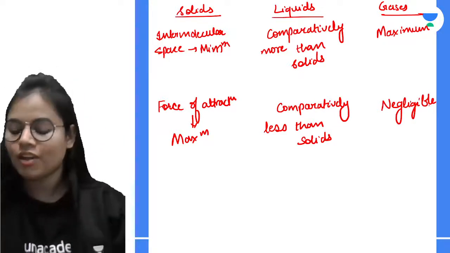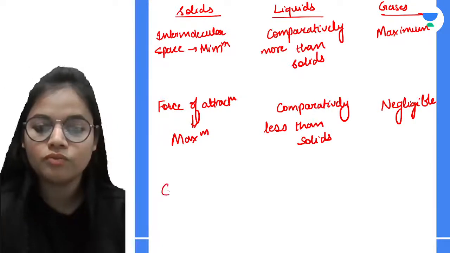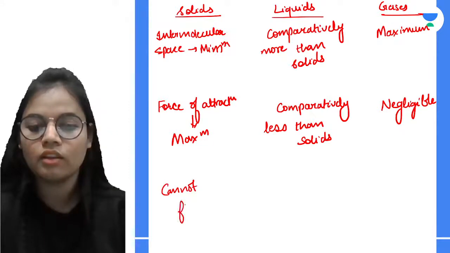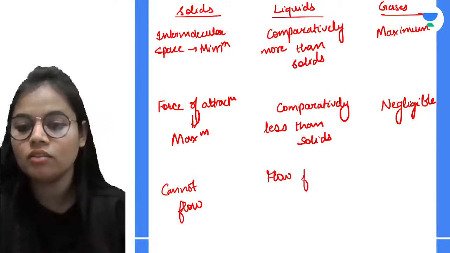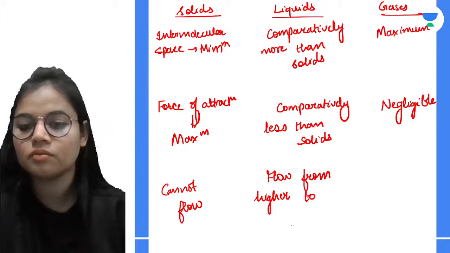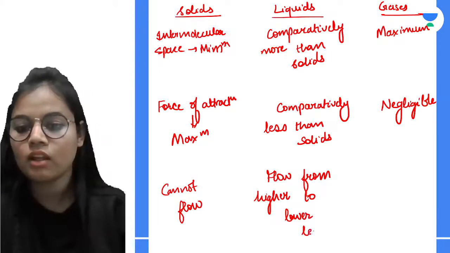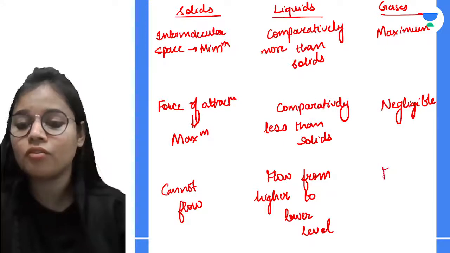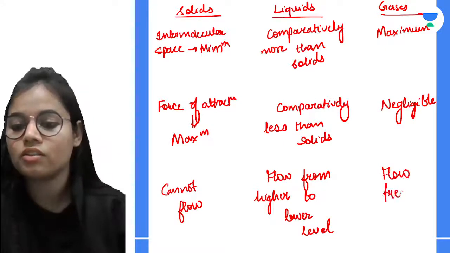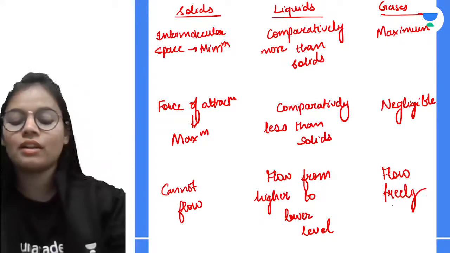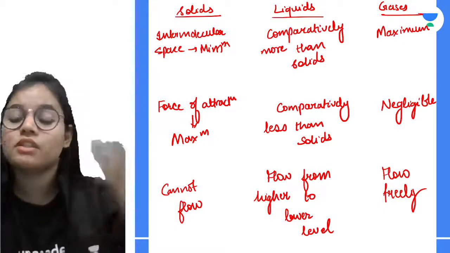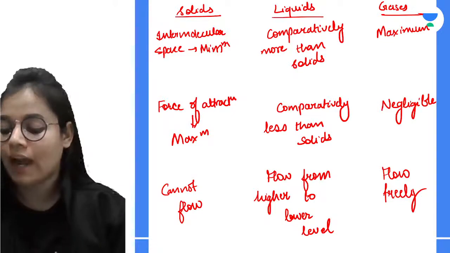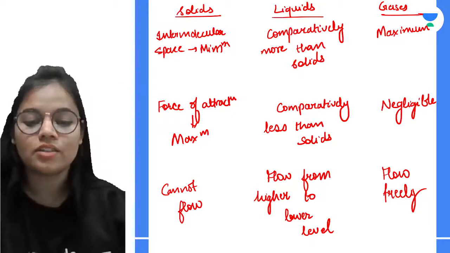Then if I talk about flow, solids cannot flow. Liquids flow, but from a higher level to a lower level. And gases can flow freely in all directions. So these are some of the properties which differentiate solids, liquids and gases. Hope that is very much clear.